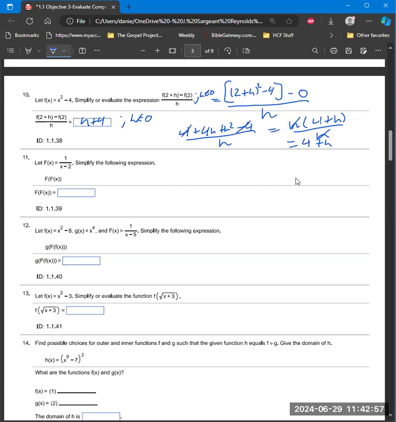Simplify the expression f of x. So 1 over x minus 2, minus 2. Let's multiply top and bottom by x minus 2. I'm going to get x minus 2 over 1 minus 2x plus 4, which is x minus 2 over 5 minus 2x.